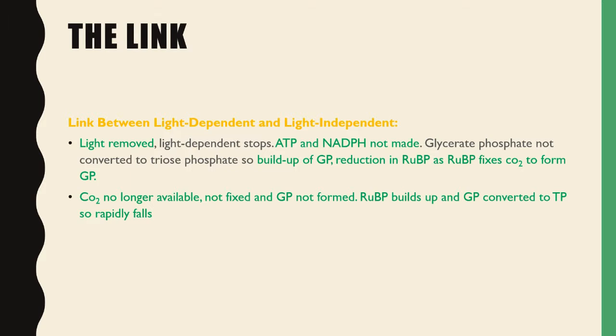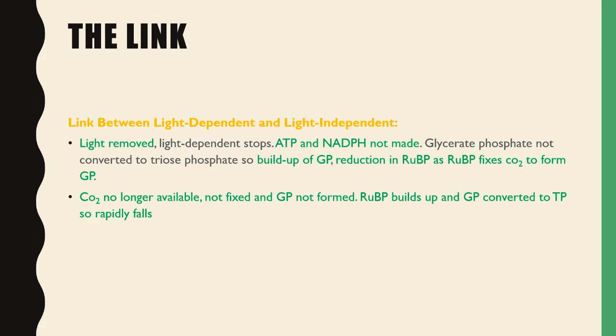Well, because light is removed, the light dependent stage will stop. Okay, that can't carry on without light because it's dependent on it. And therefore ATP and NADPH will not be made. And glycerate phosphate will not be converted to triose phosphate, and therefore there will be a buildup of GP. There'll be a reduction in RuBP as a result, because RuBP fixes CO2 to form GP.